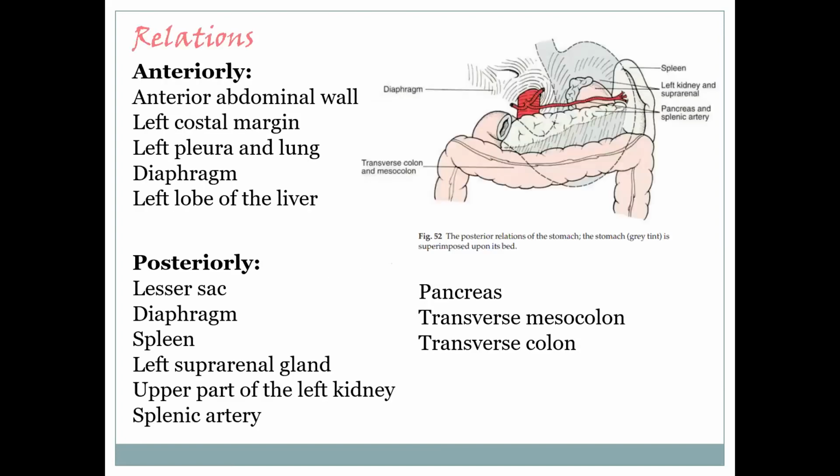When we talk about the relations of the stomach, it has the anterior abdominal wall, left costal margin, left pleura and lung, diaphragm, and left lobe of the liver anteriorly. And posteriorly, it has the lesser sac, diaphragm, spleen, left suprarenal gland, upper part of the left kidney, splenic artery, pancreas, transverse mesocolon and transverse colon. In this picture, you can see the posterior relationships of the stomach.